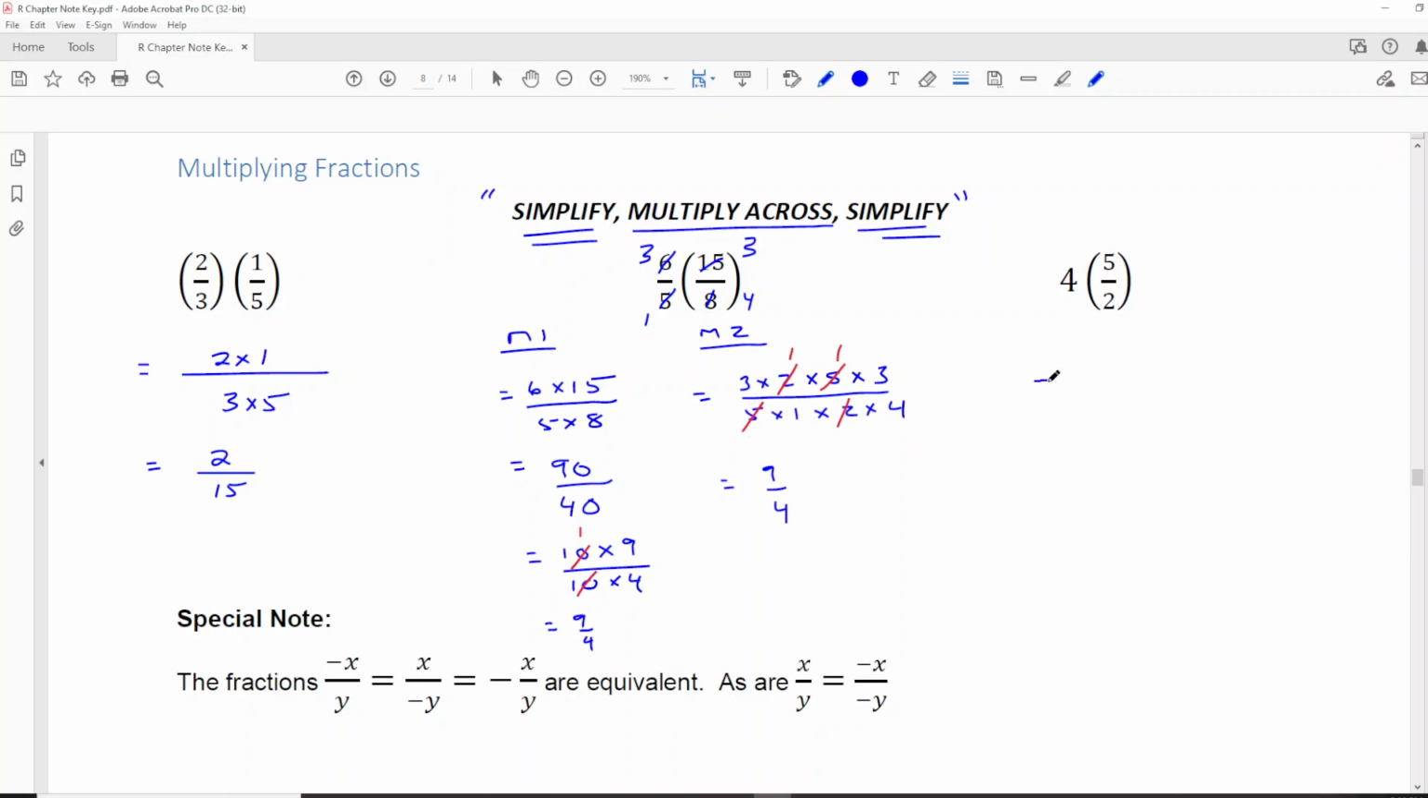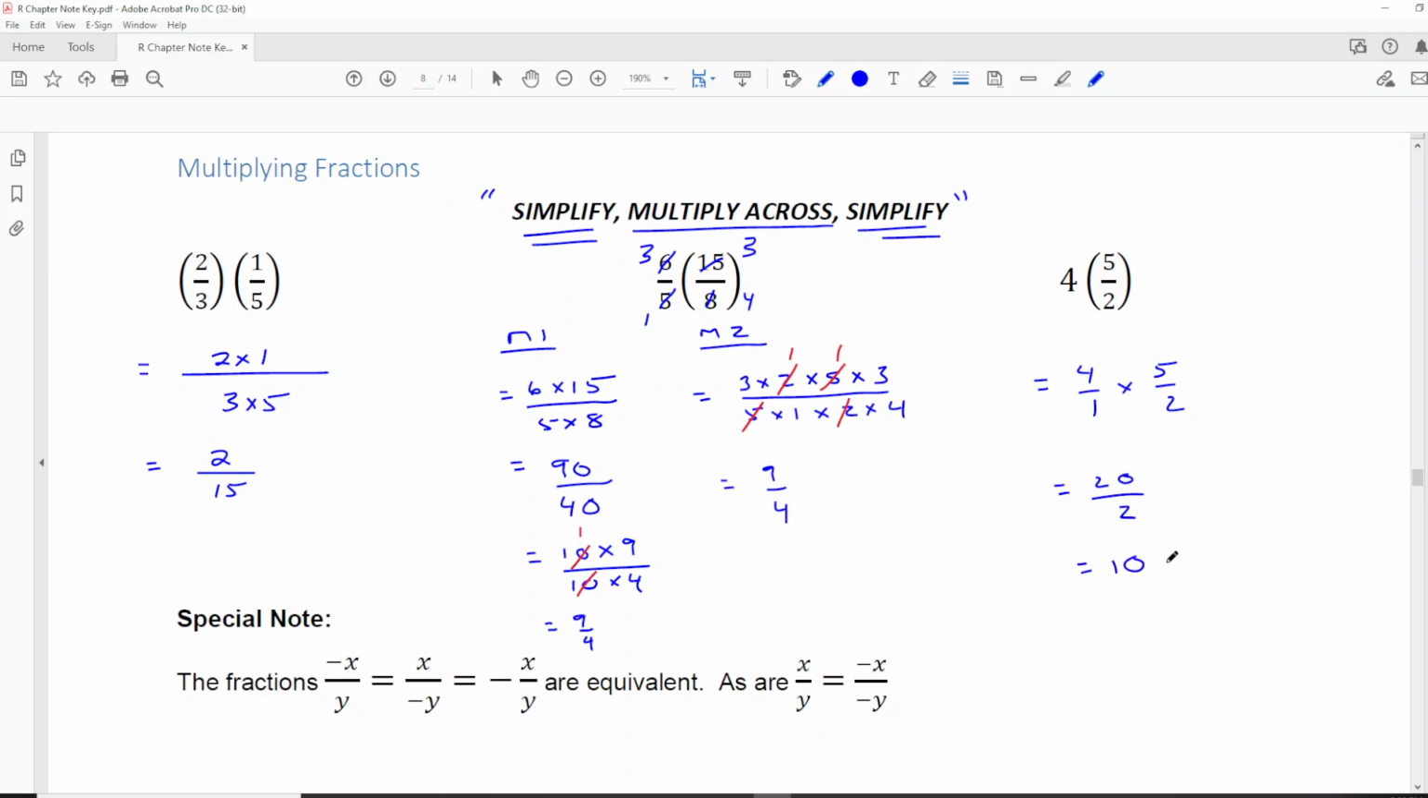And then this last one I wanted to show, we've got this whole number, or this natural number, times this fraction. But remember, whole numbers, natural numbers, integers, they're rational because 4 is 4 over 1. So this is 4 over 1 times, right? The bracket just means multiply. Sometimes I get sick of drawing brackets. 5 over 2. Now again, you can multiply across. 4 times 5 is 20, over 1 times 2 is 2, right? So 20 over 2.